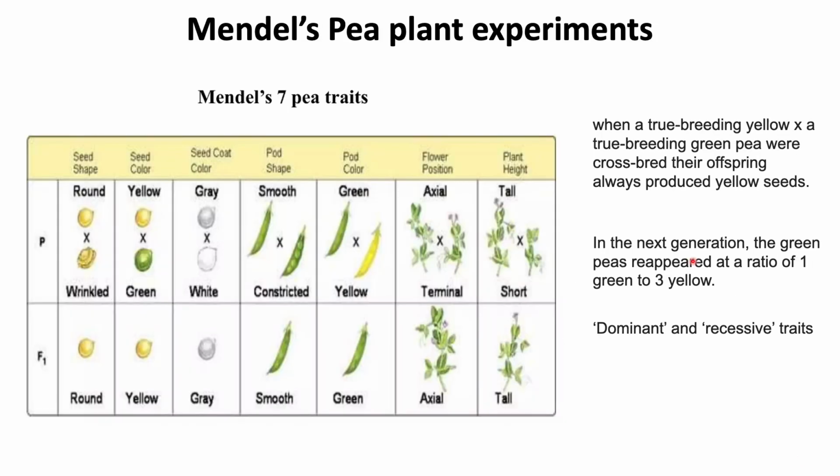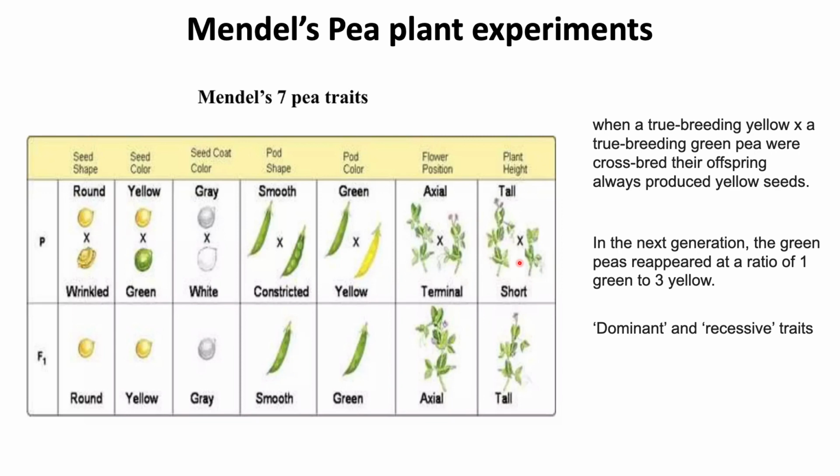Mendel worked with 7 characteristics of pea plants: plant height, pod shape and color, seed shape and color, and flower position and color. Taking seed color as an example, Mendel showed that when a true breeding yellow pea and a true breeding green pea were crossbred, their offspring always produced yellow seeds. However, in the next generation, the green peas reappeared at a ratio of 1 green to 3 yellow.